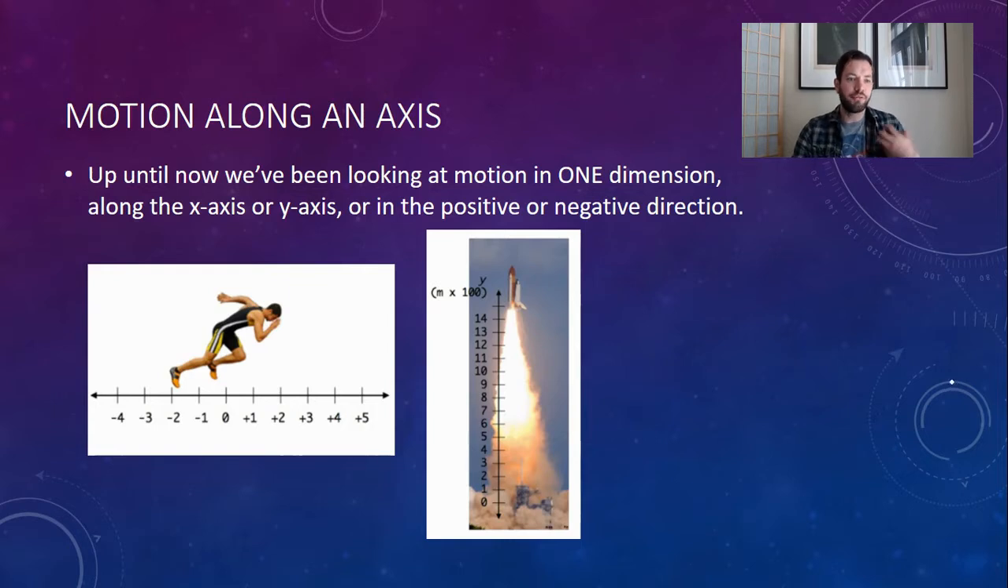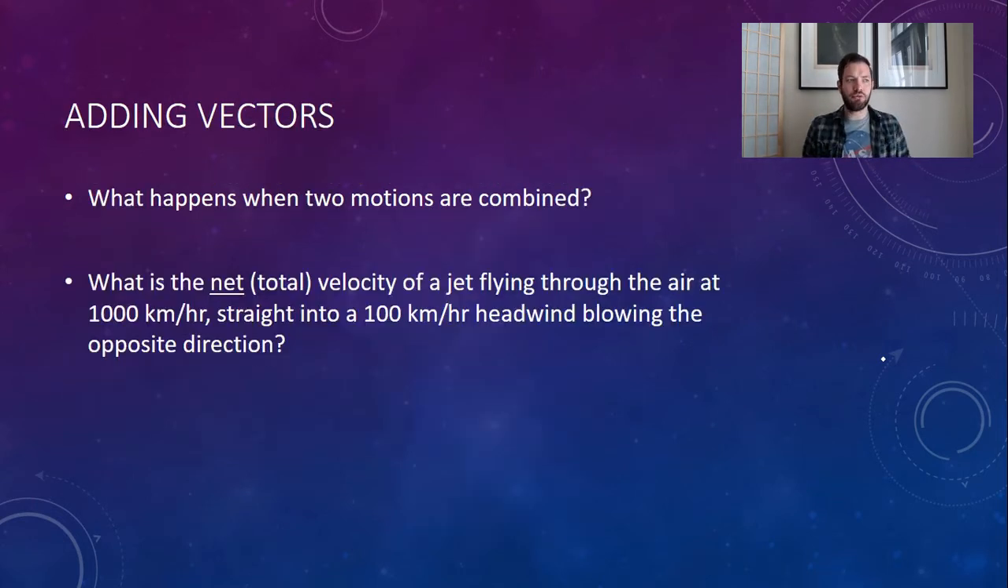So to start off, what we've done so far, this first unit, we've just been looking at motion in one single direction or dimension. So it's either going forward or backward. It's either going up or down. But what we're going to be looking at now is where we have things that are maybe going up and to the right at the same time. That gets a little mathematically trickier. So let's look at how we can think about this.